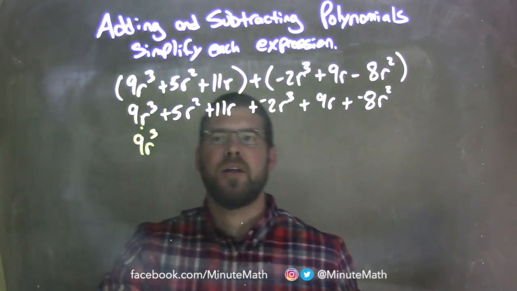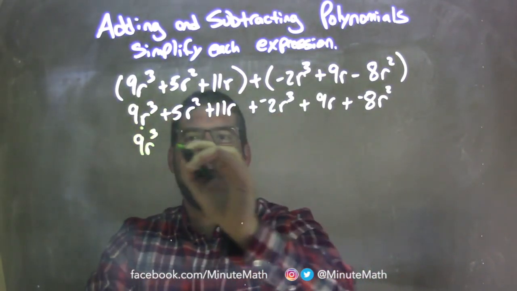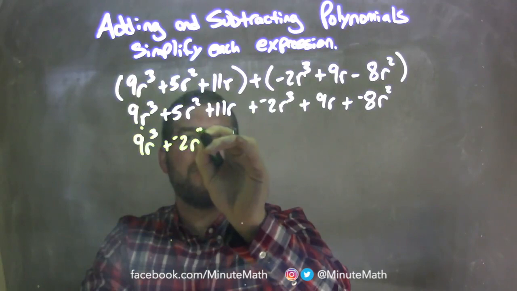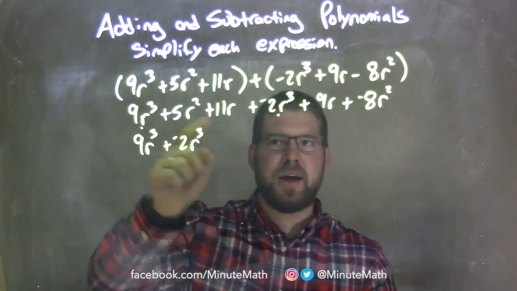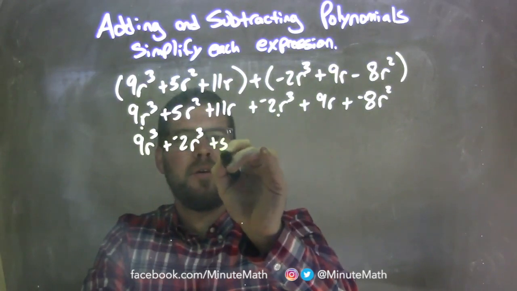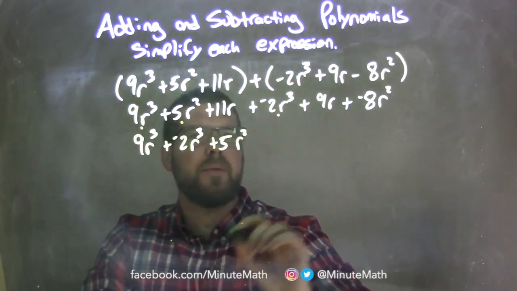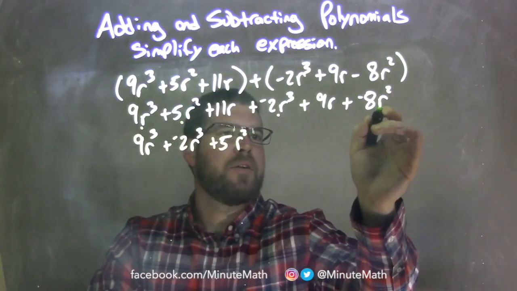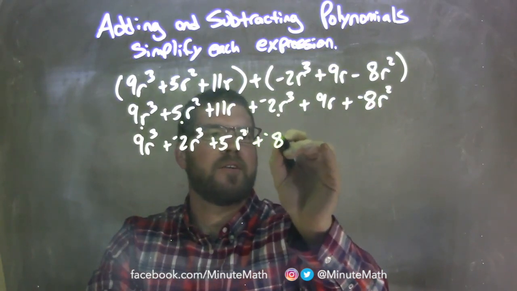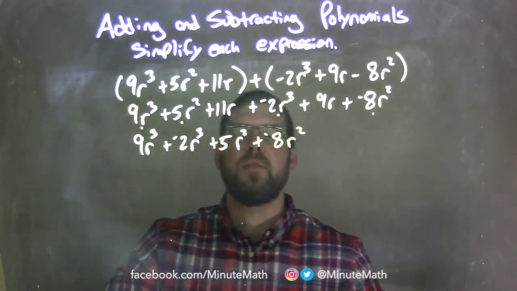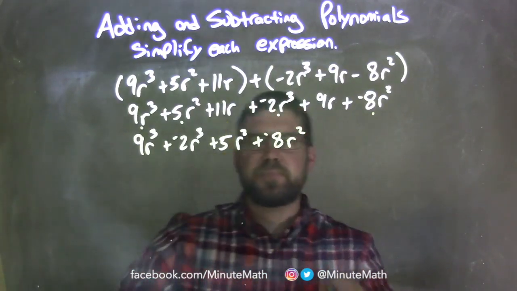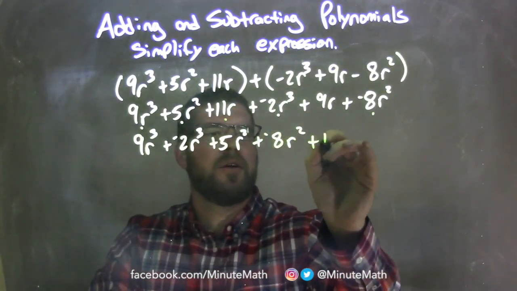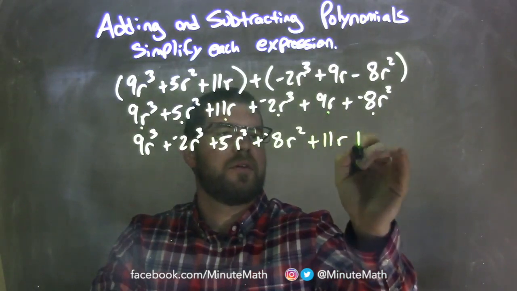I'm going to put a dot underneath it showing that I brought that down. Then we have plus a negative 2r to the third, and I don't see anything else to the third power. Next highest degree is the second power, so let's bring down the 5r squared right there. And the other second power is plus a negative 8r squared right there. And from there, I have my r's left, there's no more squared power, so we have 11r right there, and then plus a 9r.